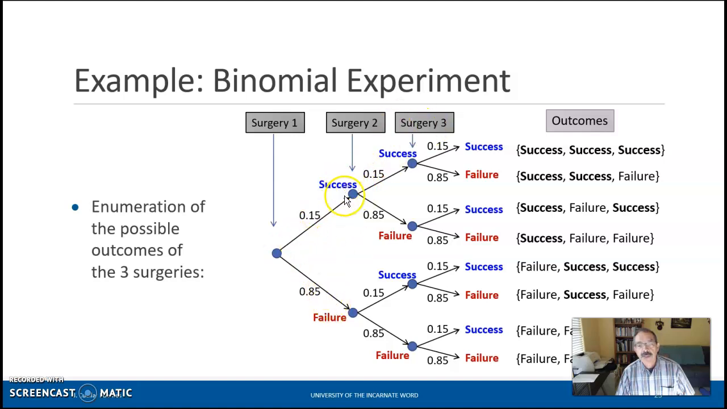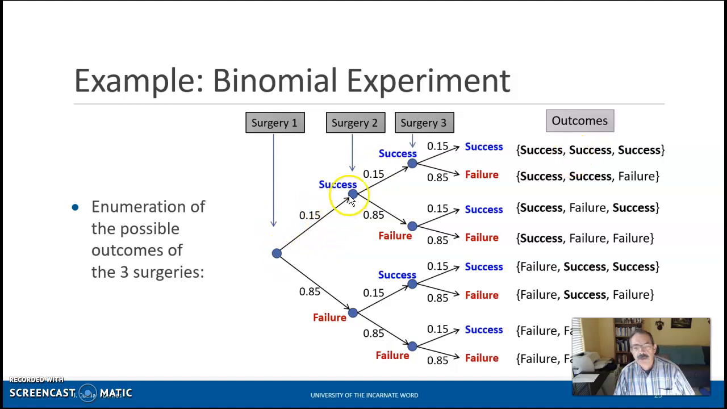Then in the next surgery we have success or failure if the first one was a success, or success or failure if the first was a failure. And for the third surgery, we again have success and failure, depending on the branch. For example, on this branch it was success, success, and success, then success, success, and failure. And the probabilities are associated with each of the cases. So as you can see, I listed all the possible outcomes, and they are here.